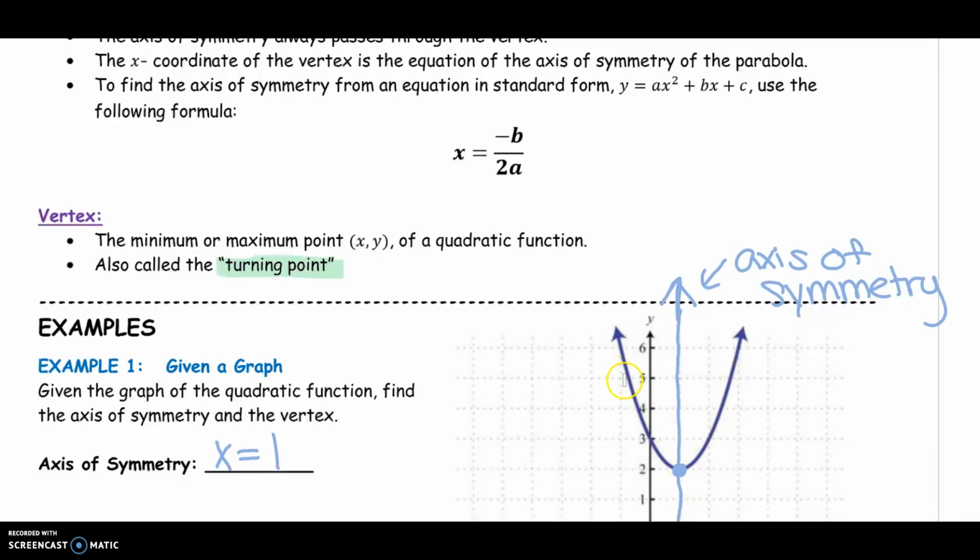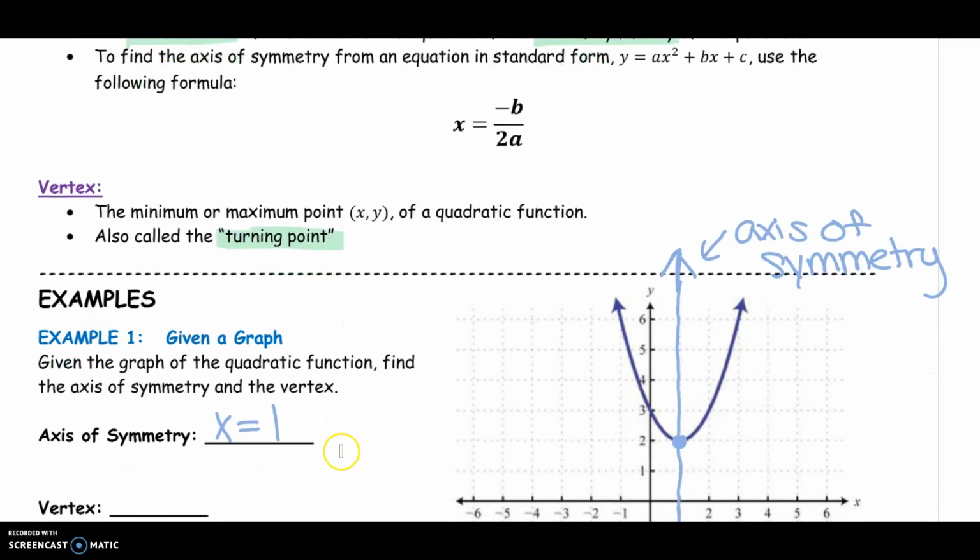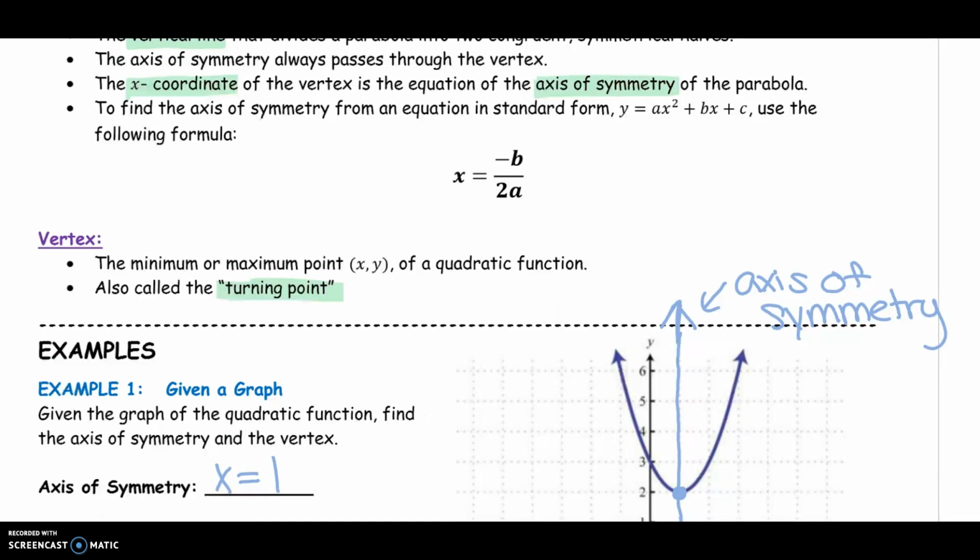So as we move from left to right, the parabola here decreases until it hits the vertex or the turning point, and then it starts increasing. So that's our turning point right there. And notice the axis of symmetry passes through the vertex. The x-coordinate of the vertex is the equation of the axis of symmetry of the parabola. So here x equals 1 is the equation for the axis of symmetry. It's also the x-coordinate of our vertex. They will always be the same. And here we have a formula to find the axis of symmetry if we're given an equation, and we'll talk about that in a minute.